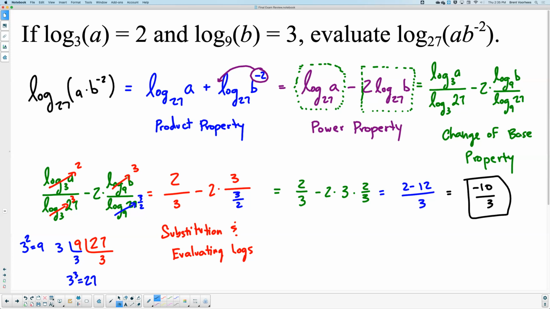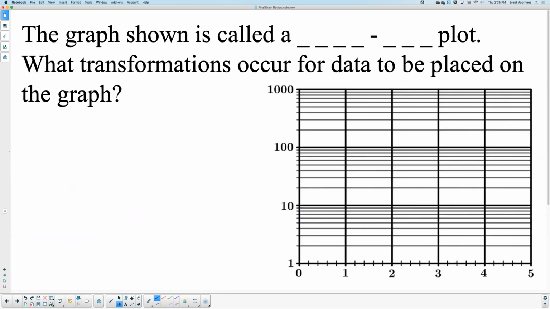All right, switching gears. If you see a graph like this, there's a name for weird graphs like this. It's a semi-log plot. The important thing you need to know, if you're working with a semi-log plot, is the transformation that occurs that makes it happen. Just look at the values. Looking at the x's, do the x's look like they've been changed? If you look at the y's, do they look like they've been changed? Yeah, they're counting weird.